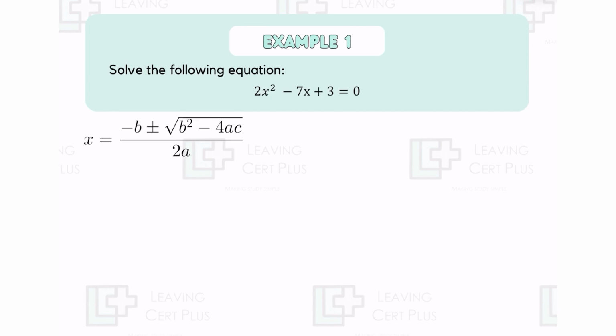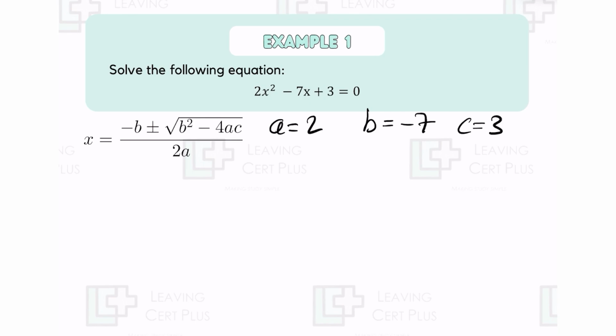So what we have to do, first of all, is identify the coefficients, which are called a, b, and c in our question. So a is going to be 2, the coefficient of the x squared term. b is going to be minus 7. Be really careful you don't call it 7. And then c is 3.